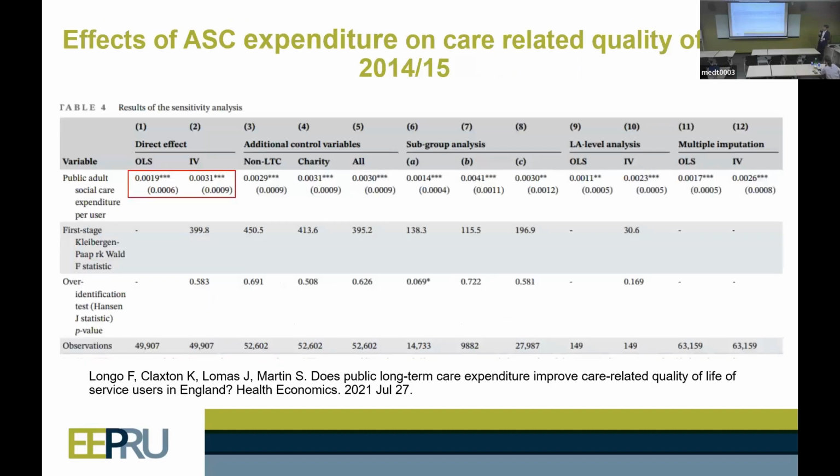We've also done work where we investigated the effect of social care on care-related quality of life. This is the one where we did expect to find results because this is what social care expenditure is supposed to do. And we do find an effect. But it does seem to be reasonably small.